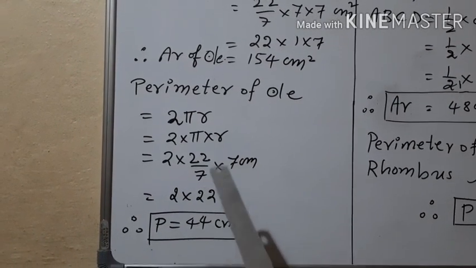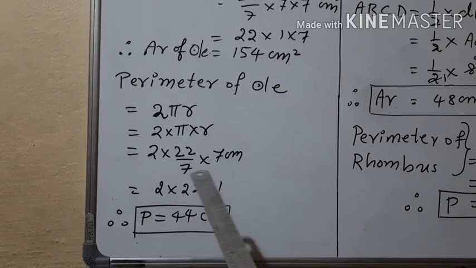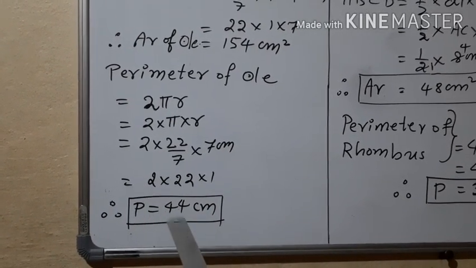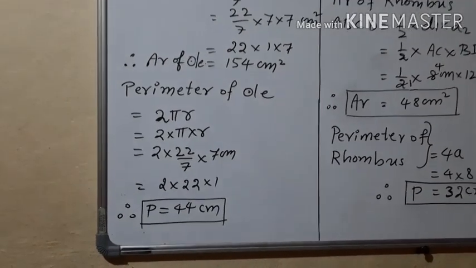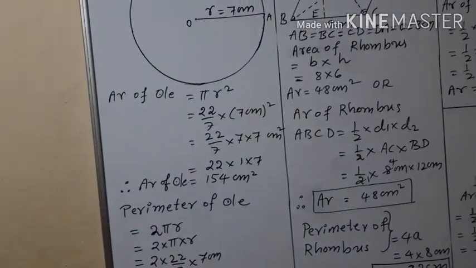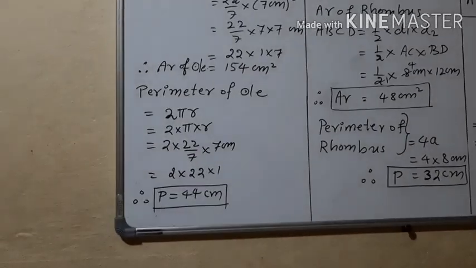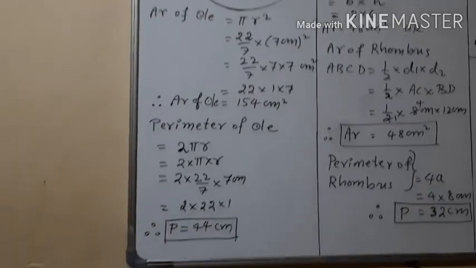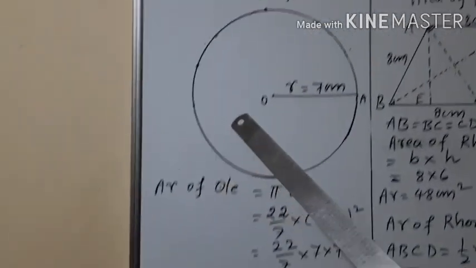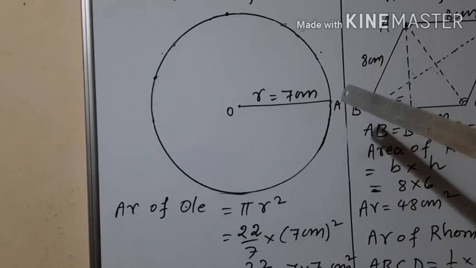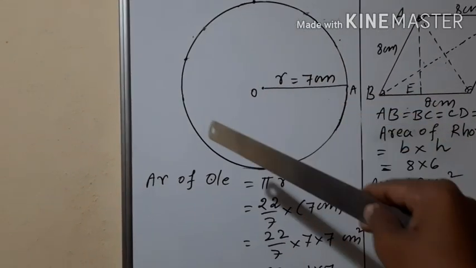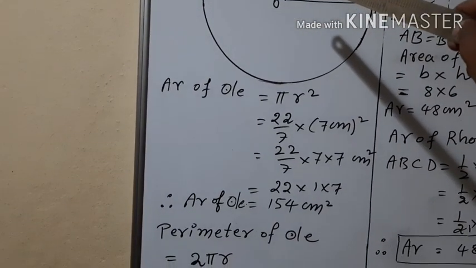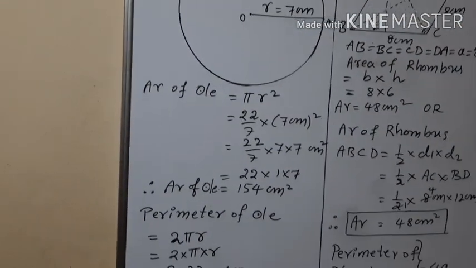Here pi is 22 by 7 and its radius is 7 centimeter. 7 ones get cancelled. Therefore 22 twos are 44 centimeter. So, children, the perimeter of the circle is 44 centimeter and its area is 154 centimeter square. Means one full round length of this circle is 44 centimeter, but inside this I can place 154 one-centimeter squares. That is its area. Is it clear?